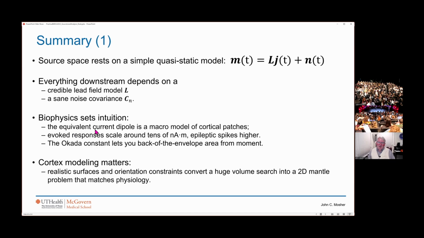Biophysics sets the intuition. We know about what an equivalent current dipole is now. When we get an ECD out or have them on the cortex, we've got a pretty good idea what they're representing. And this Okada constant lets us do even back-of-the-envelope areas from the moments that we see. And cortex modeling matters. We can take these realistic, highly dense 3-dimensional surfaces and reduce them down to a 2D mantle that matches physiology.